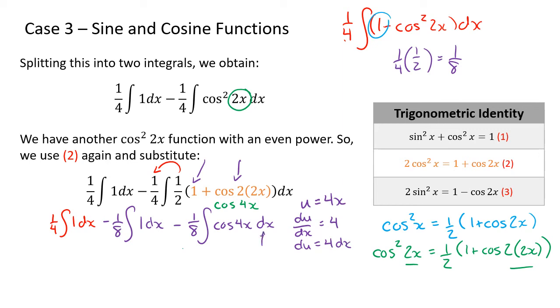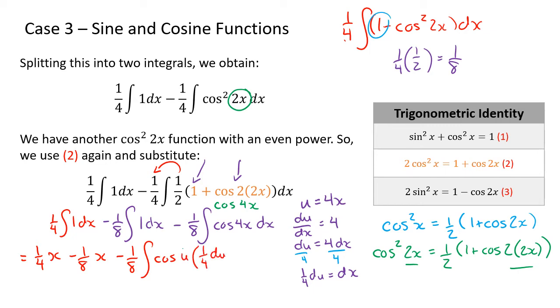Remember we don't have a 4 here, just a dx. So to remove that, we have to divide both sides by 4. So what we have is 1/4 du is equal to dx. Okay, so now moving to our next steps, we can substitute that in. And while we're doing it, we might as well solve the first two integrals. So this becomes 1/4 times x minus 1/8 times x, minus 1/8 times the integral of cosine u times 1/4 du.